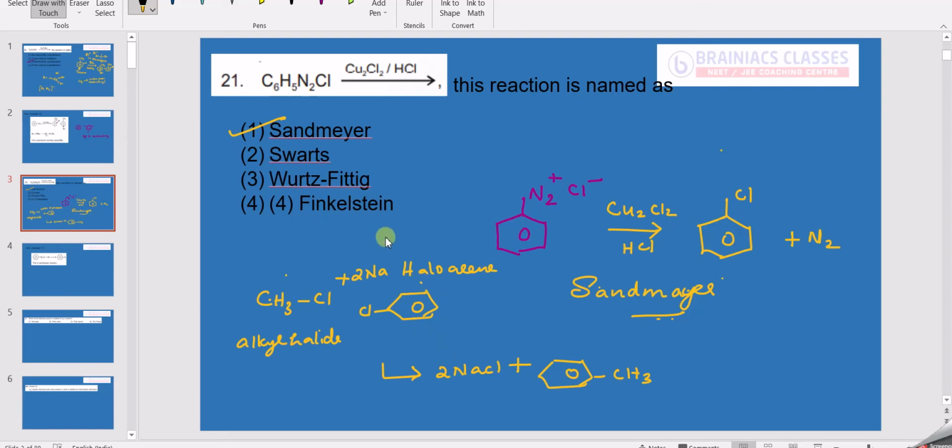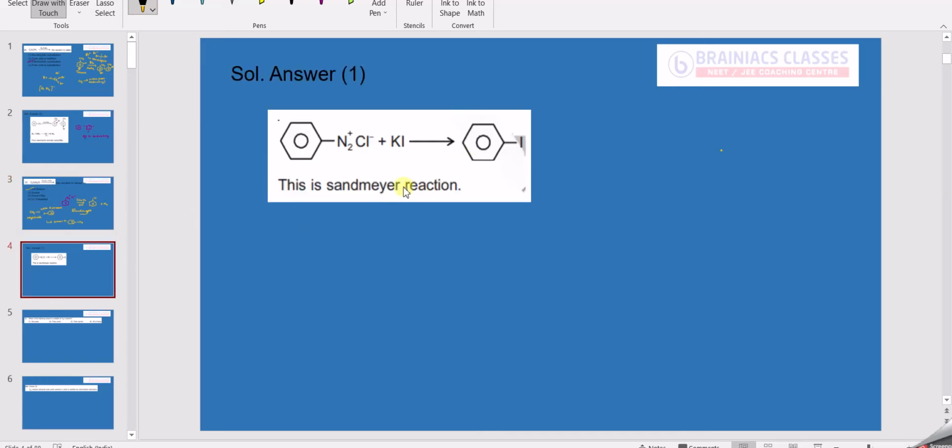Okay, Finkelstein reaction, it is used to prepare iodoalkanes. So you can see here this reaction is called Sandmeyer reaction. And you can see here, suppose if we are using potassium iodide, you are getting iodobenzene. So that is also called Sandmeyer. But in our reaction we are using Cu2Cl2, so that will prepare chlorobenzene. Suppose we are using Cu2Br2, then we will get bromobenzene. And if potassium iodide is used, we will get iodobenzene.